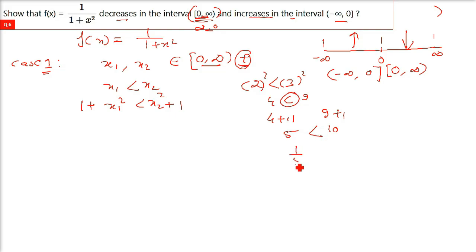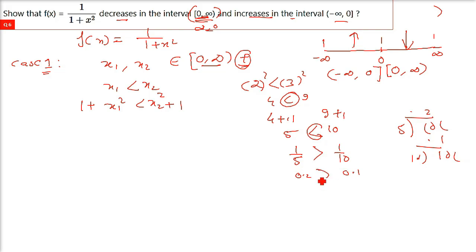But the thing will change if you take the reciprocal of 5 and 10, 1 by 5 and 1 by 10. The relationship will change. 5 was less than 10, but 1 by 5 is greater than 1 by 10. That is, 1 by 5 is 0.2 and 1 by 10 is 0.1, which is lower. 0.2 is a higher number than 0.1. So that's what I'm saying: 5 is less than 10 but 1 by 5 is greater than 1 by 10. So the relationship between these two will change.